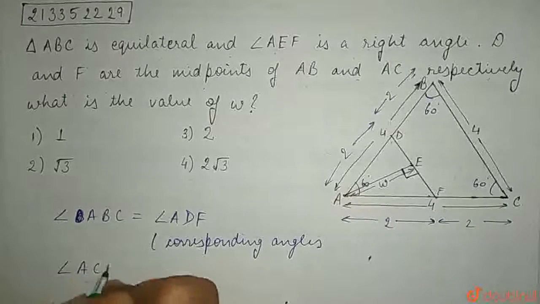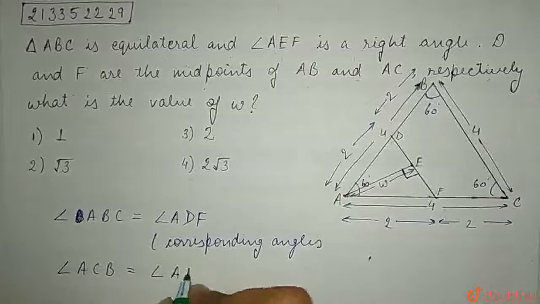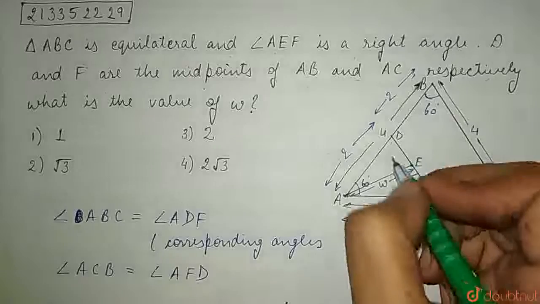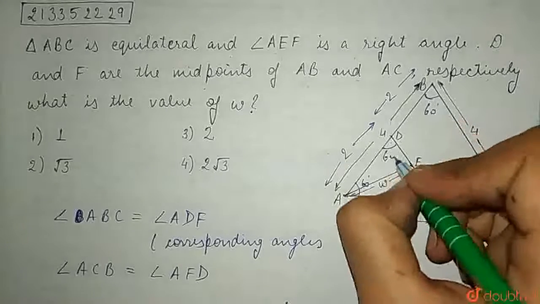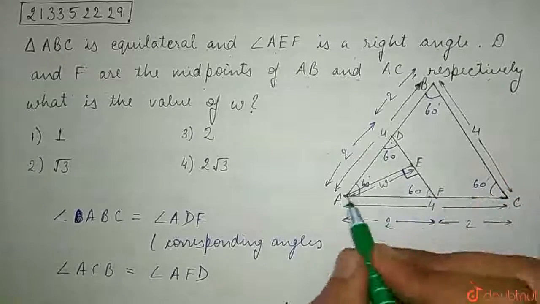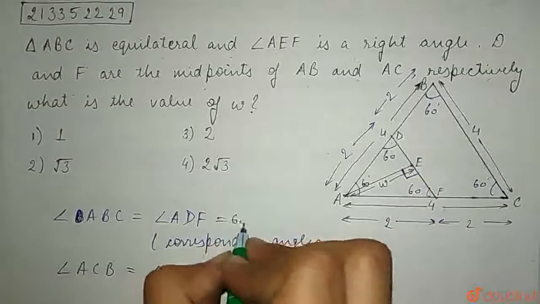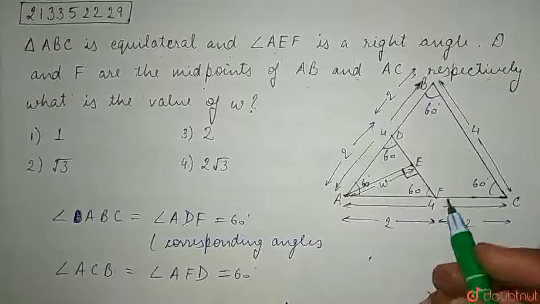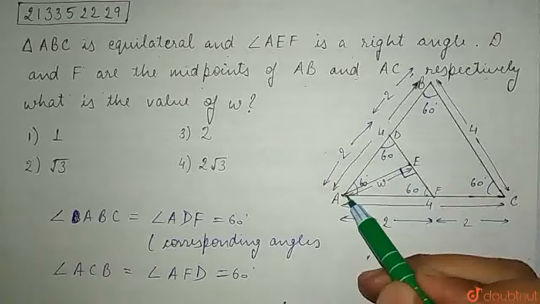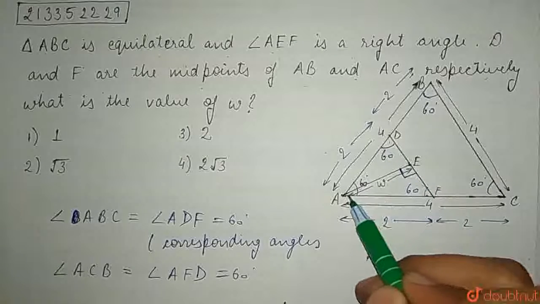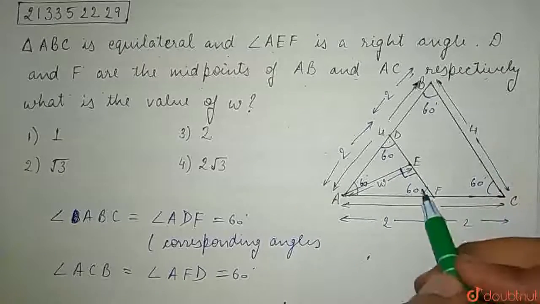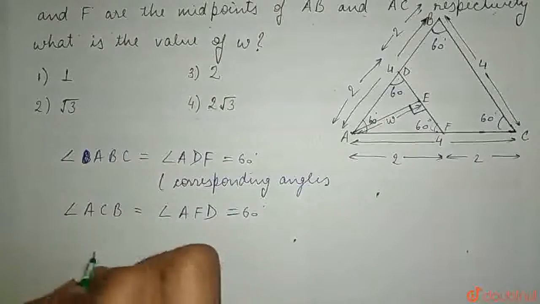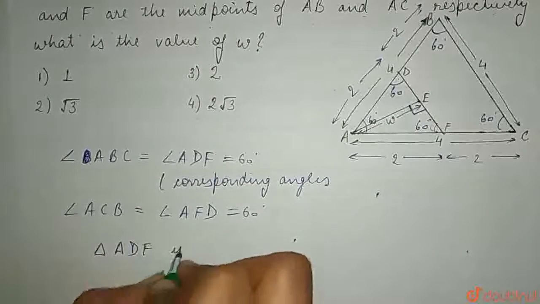angle ACB and angle AFD. These two are also corresponding angles. So we know that the corresponding angles are equal, so angle ADF and angle AFD are also 60 degrees. Okay, so now if we look at triangle ADF, we know that the 3 angles of this triangle are 60 degrees. So this triangle ADF is equilateral.